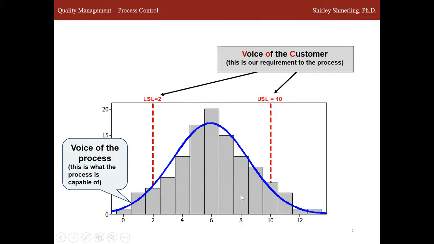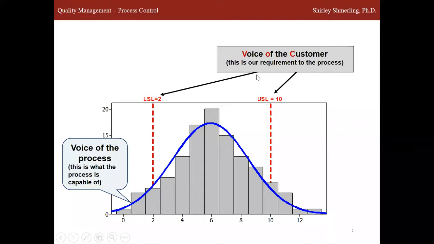The histogram shows us the collection of the sample of the measurements of the particular characteristics that we were looking at. Let's assume that the customer really wants, let's say, the diameter of a particular product or the length of something to be 6, whether it's centimeters or millimeters or whatever it is. And they have a tolerance. They are willing to accept anything up to 10 or as low as 2. So that will be considered the voice of the customer.